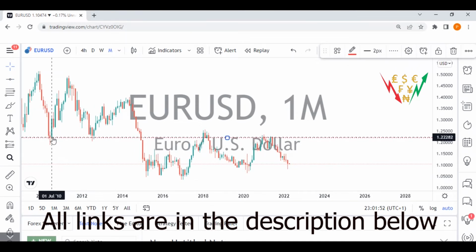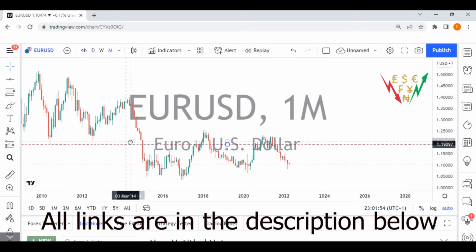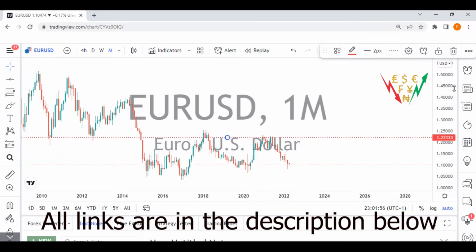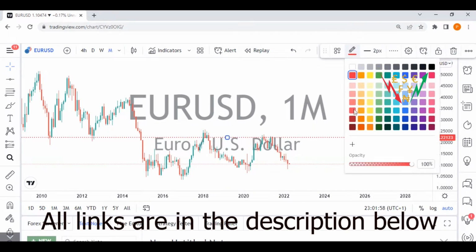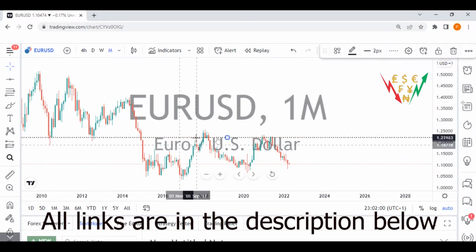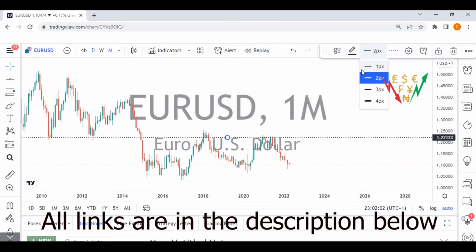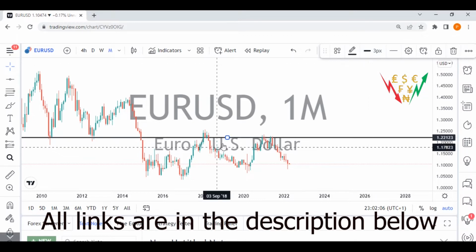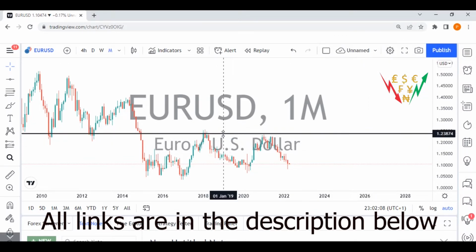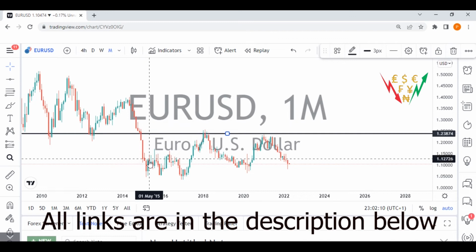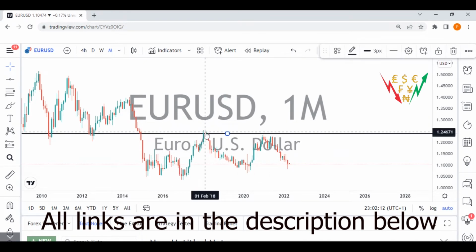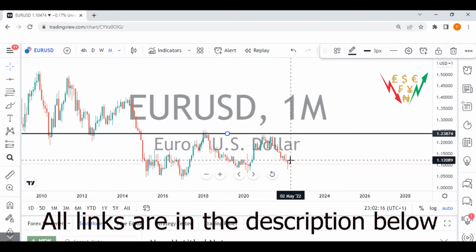From this level down here, guys, you can see the price coming from here, breaking this level and coming to this point, testing this resistance, and testing this resistance again, and then the price fell.